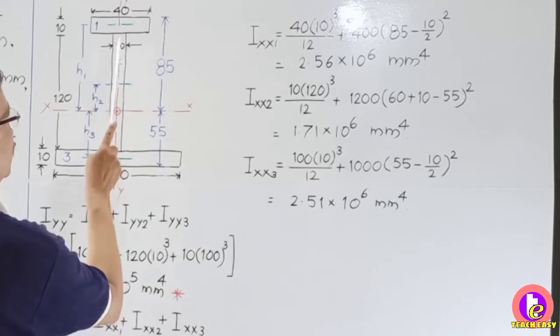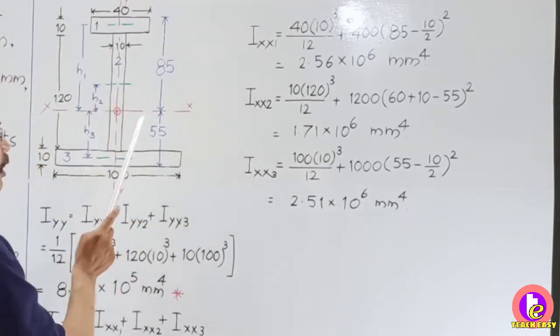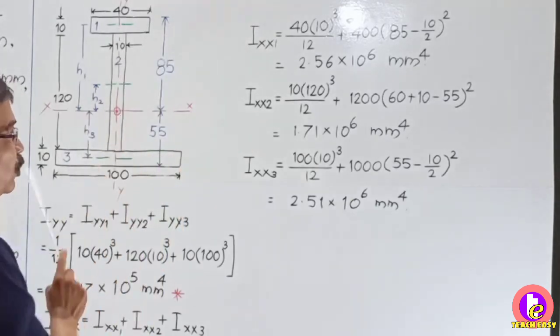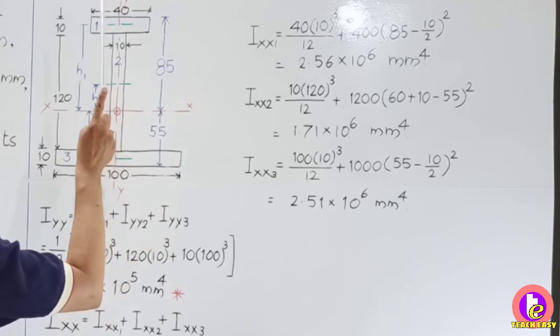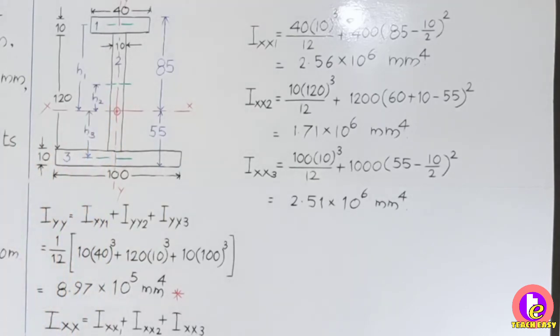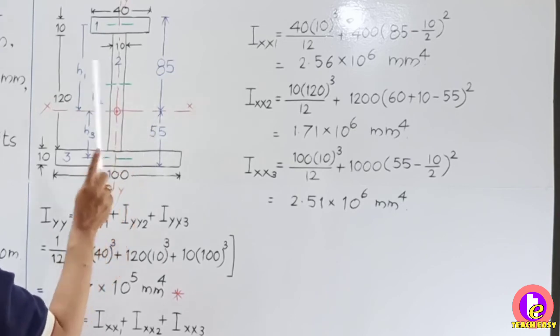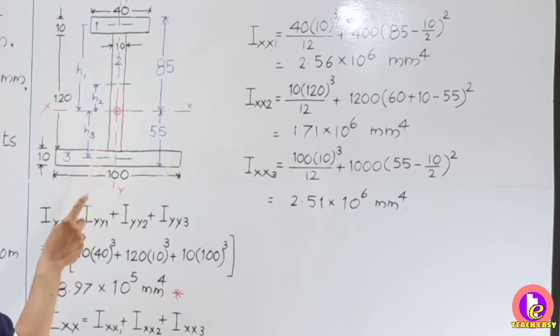Now, the second portion. 10 into 120 cube by 12 is the self moment of inertia plus area is 1200, 120 into 10, into H square. What is H? H2 is this one. This is the centroidal axis of the second part. This is the centroidal axis of the complete section. So the distance between two parallel axes is H2. How will you calculate H2? Look here now. You can calculate H2 as this complete distance minus this distance. See, look here. This distance minus 55. What is this complete distance? 120 by 2, that is 60, plus 10 minus 55, bracket square. It comes out to be 1.71 into 10 raised to 6.